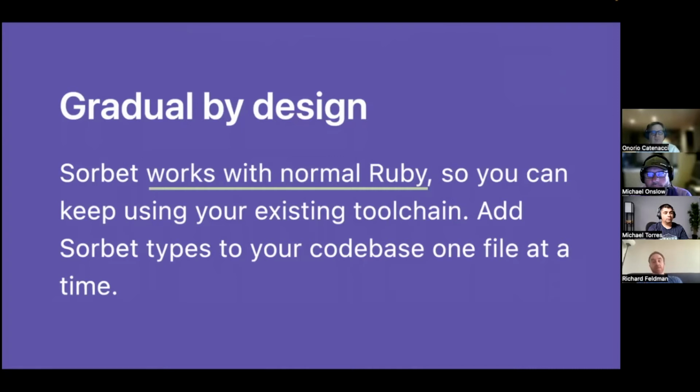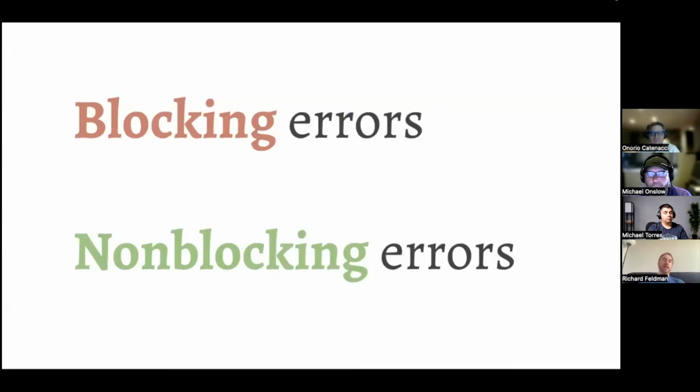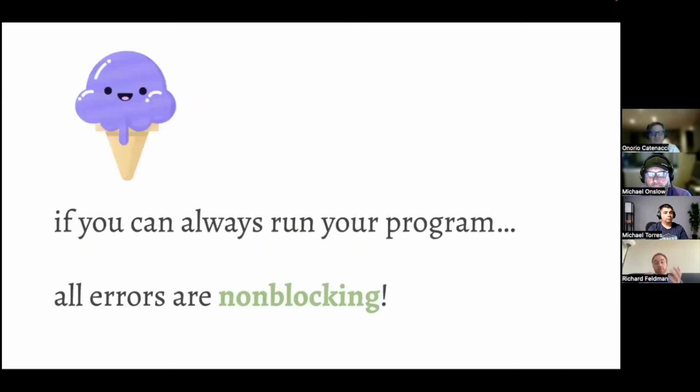And then afterwards, you can run the Sorbet type checker and see if your types are messed up, and find out what cleanup stuff you want to do. But again, you have the option. You can do it either way. That's a big deal. So when it comes to blocking errors and non-blocking errors, if you can always run your program, then all of your errors are non-blocking, basically. Either you'll find out about them at runtime if you choose not to run the build time type checker, or you can find out about them at build time if you do choose to use it.